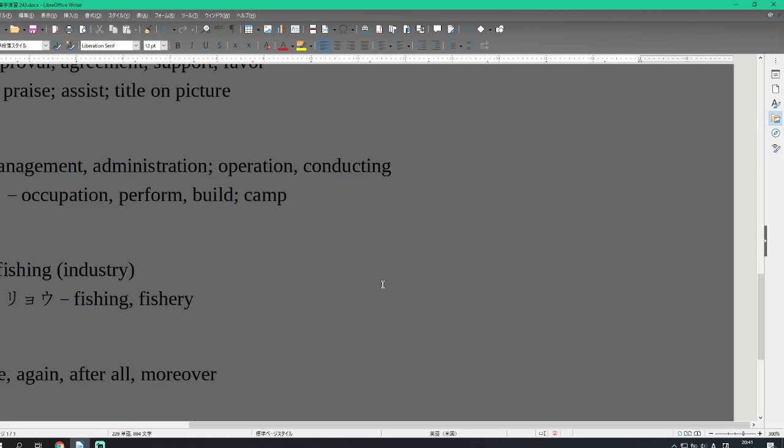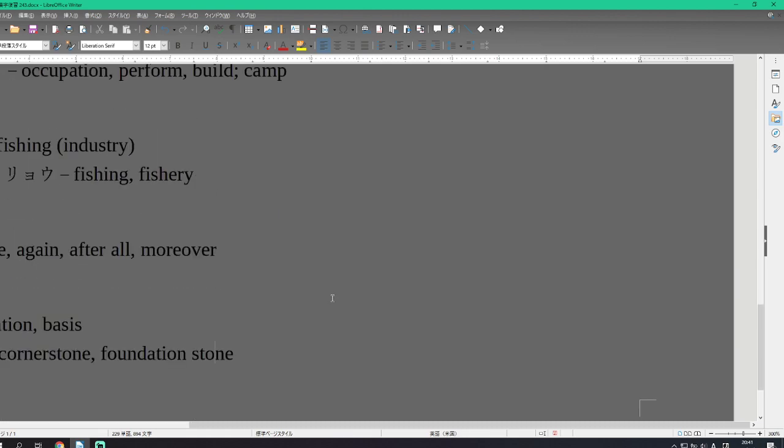Again, after all, or moreover, is sarani. Sarani. And finally, a foundation or basis is kiso. Kiso. Ki, the left side, for a fundamental, and so on the right, for a cornerstone or a foundation stone.